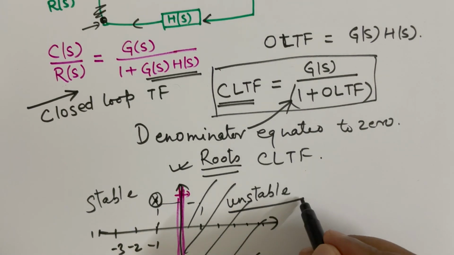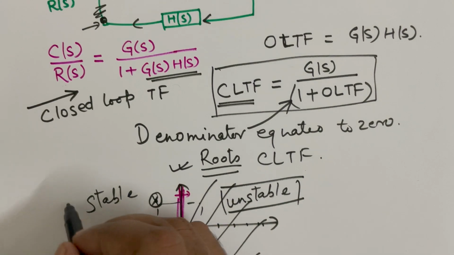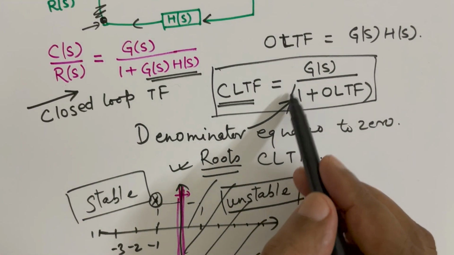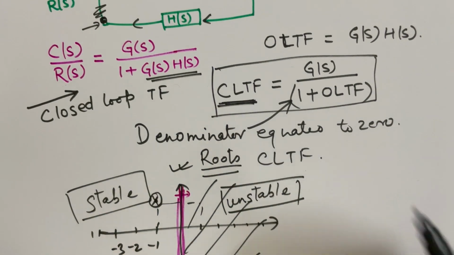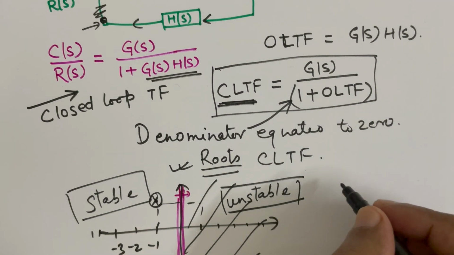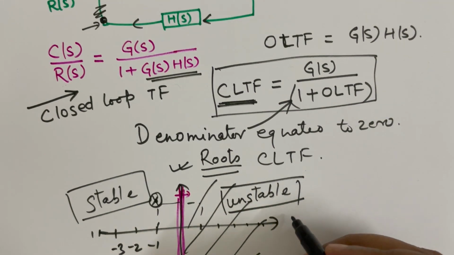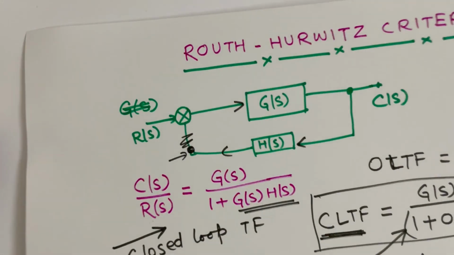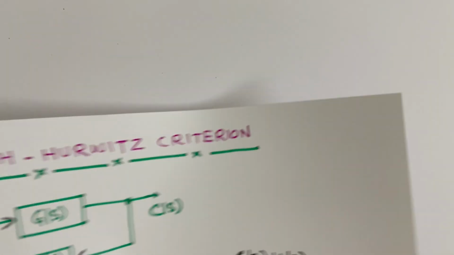So to determine the instability or stability of the system, we need to find the denominator of the closed loop transfer function, and then try to find out if there are any roots existing in the right side of the S-plane. So this is a rough idea of the Routh-Hurwitz criterion. So basically what we do is we take the function and then we try to understand.